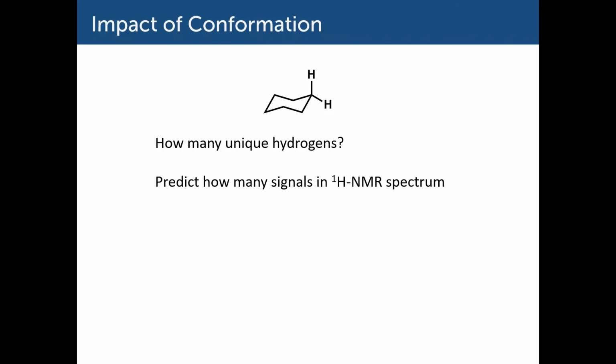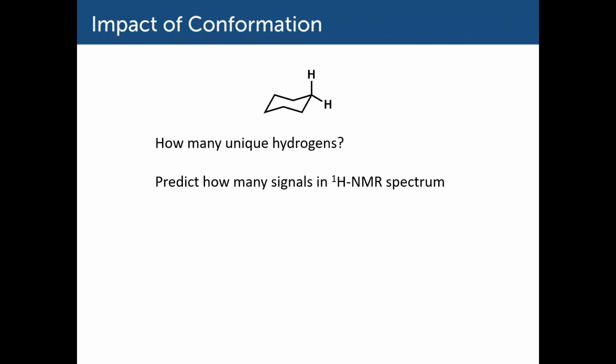So what I've drawn is cyclohexane, but I've drawn it as a chair, and I'm showing you 2 of the 12 hydrogens that exist in the compound. And you know that one of the hydrogens is axial, and one of them is equatorial. So what I want you to decide is how many unique hydrogens there are in cyclohexane. And then once you've done that, I want you to predict how many signals you'll see in the proton NMR spectrum of cyclohexane. So pause your video, make your 2 predictions now.